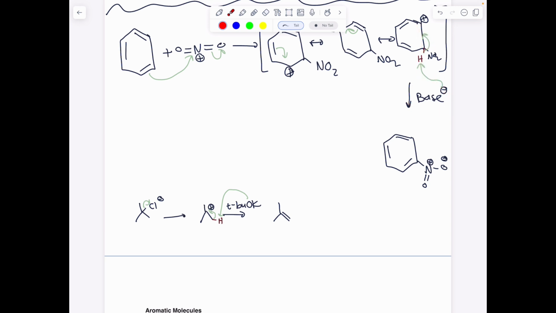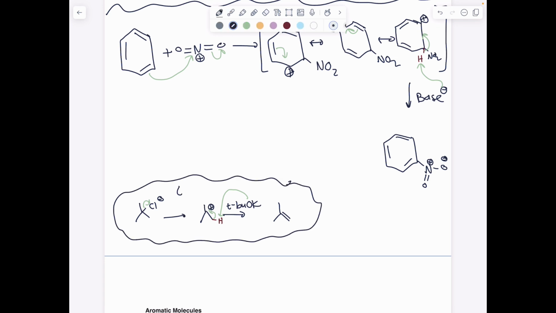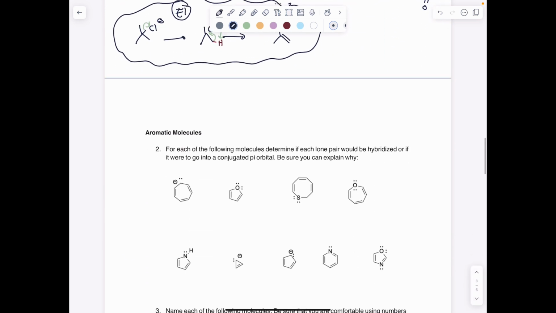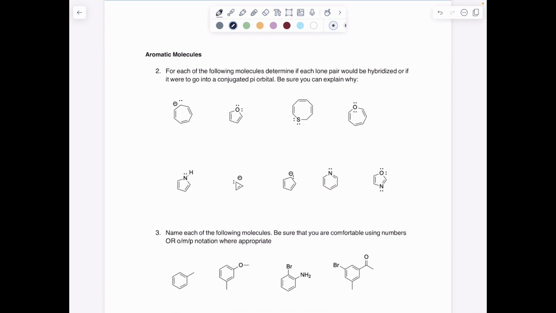We have a base that grabs onto one of the protons that's adjacent to the carbocation, and then the electrons from the proton collapse down to create that double bond. So if you can see the similarities between those two mechanisms, it might help you when you are asked to draw mechanisms for the E1 reaction later on a potential homework quiz.